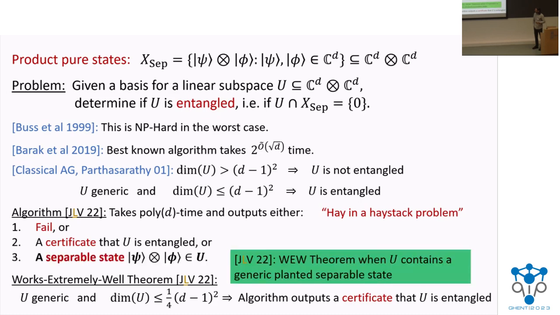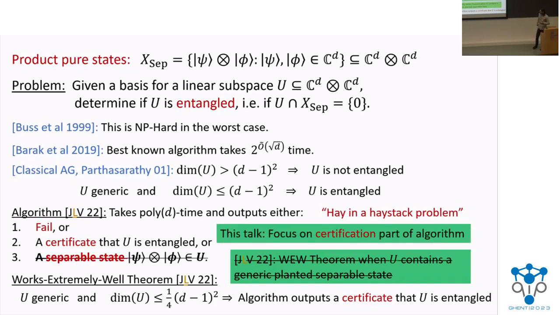I want to mention there's also a third component to our algorithm, which I won't get into today, which is that it can output a separable state in U if one exists. We can obtain a similar type of theorem for this part of the algorithm, which says that if U contains a generic planted separable state, then the algorithm will output that state. But I'm going to focus on the certification part of the algorithm today.